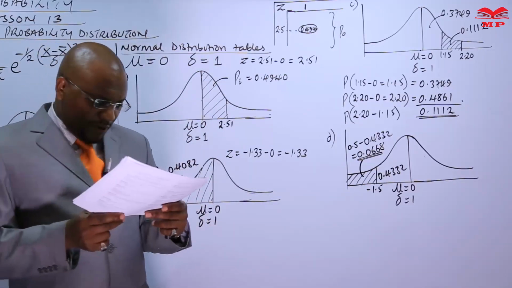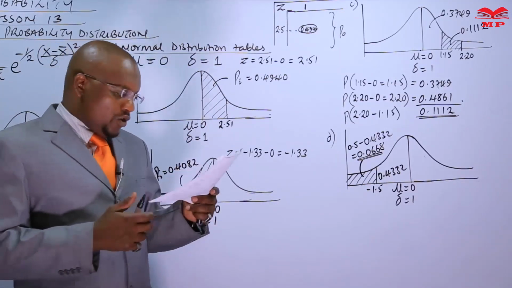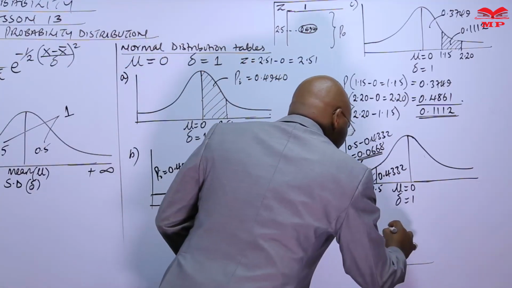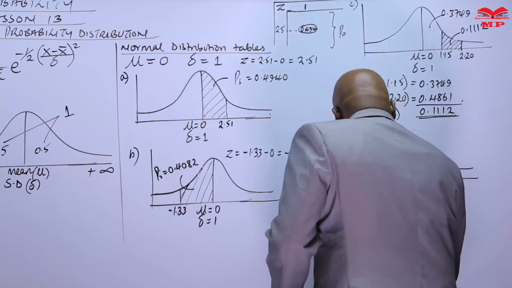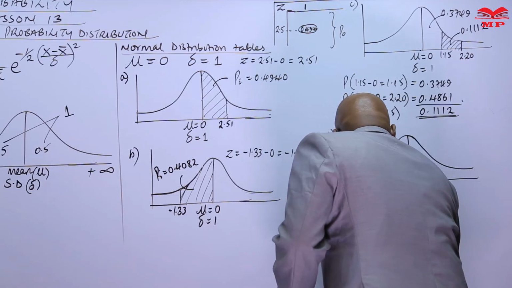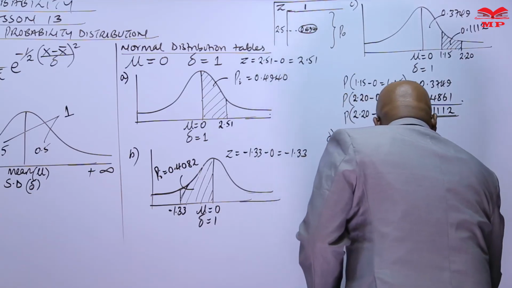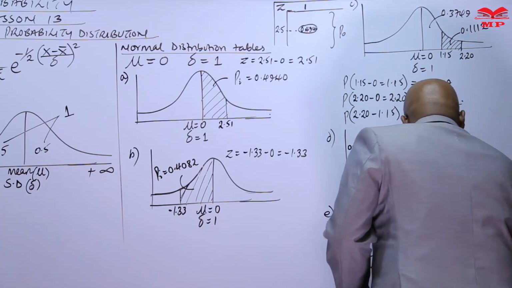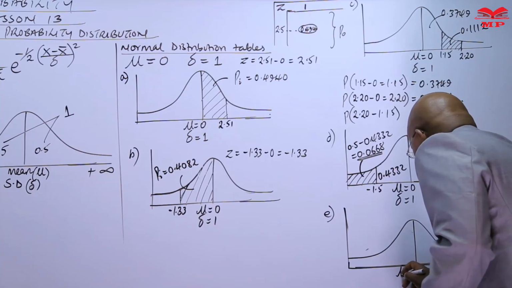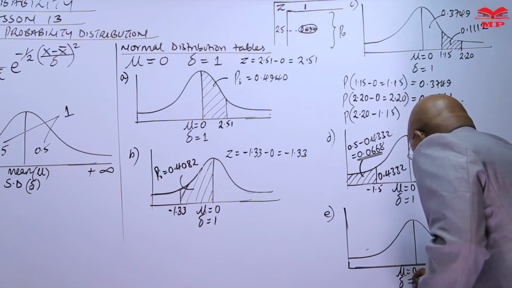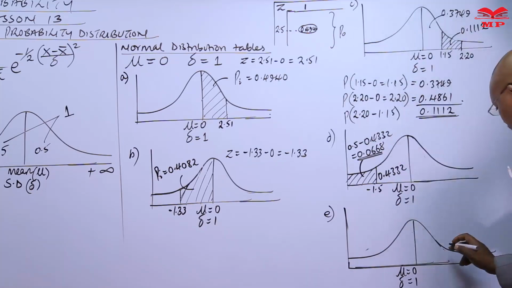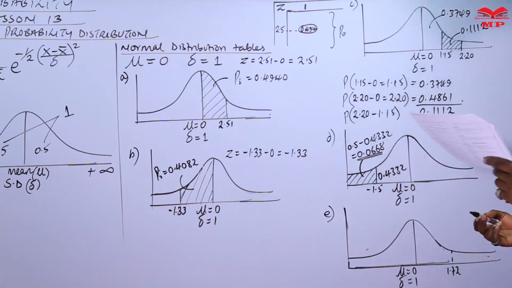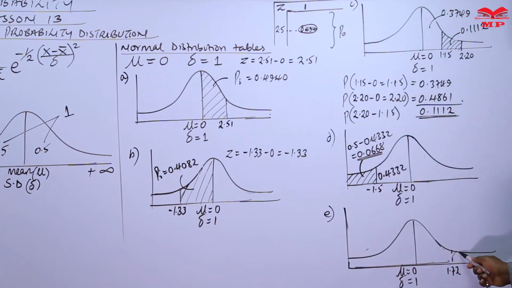Then the next one is about 1.72 or greater. This is number E. 1.72 or greater. You can draw it this way. At the middle point, the mean is 0 and the deviation is 1. Then we want 1.72. We have been asked this or greater, so we want this side or greater.